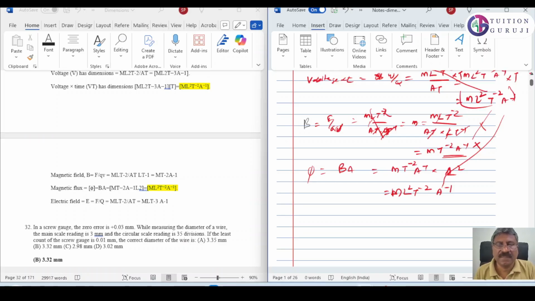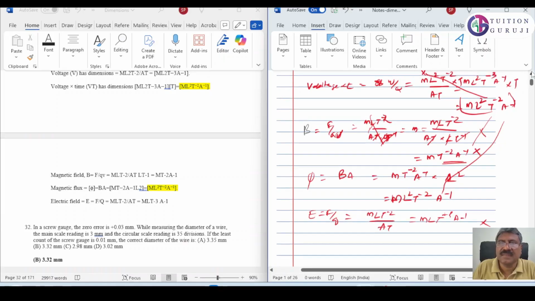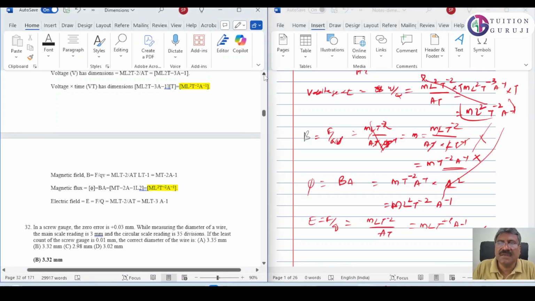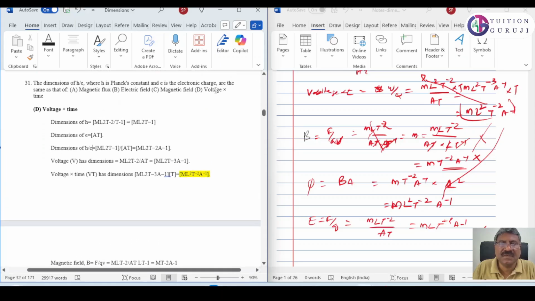So electric field. Electric field E is equal to F by Q. That is M L T raised to minus 2 by A T, which is M L T raised to minus 3 A raised to minus 1. This is not the one. Therefore, we got magnetic flux and voltage, the two of these quantities are equal to E by H in dimensional formula.